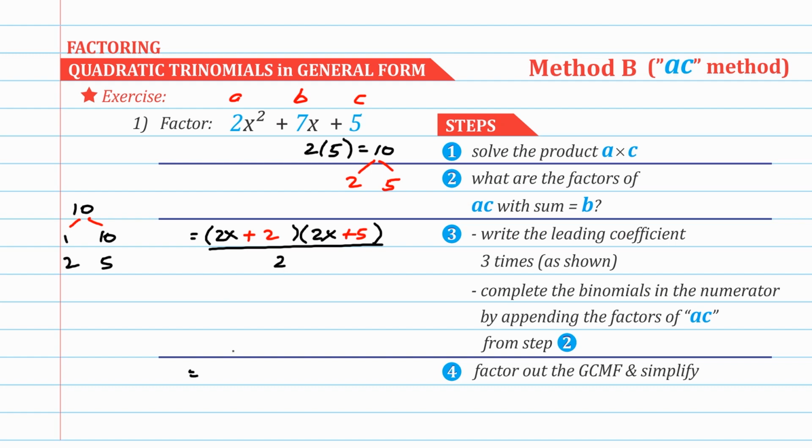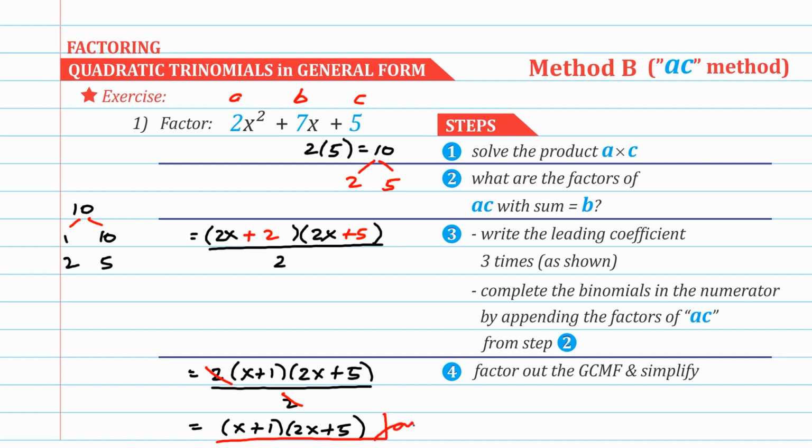Next step, GCF. May GCF ba yung first binomial? Meron, ilabas natin 2 times x plus 1. May GCF ba yung second binomial? Wala, so 2x plus 5 pa rin. And then, copy natin yung 2, which we can cancel. Therefore, ang sagot, x plus 1 times 2x plus 5. And that is our answer. Mabilis pag AC method. Next example tayo.